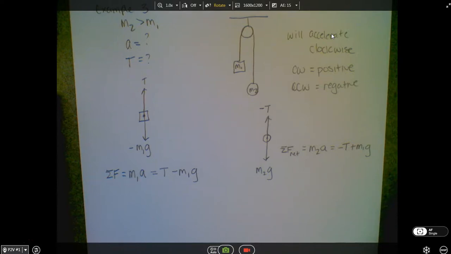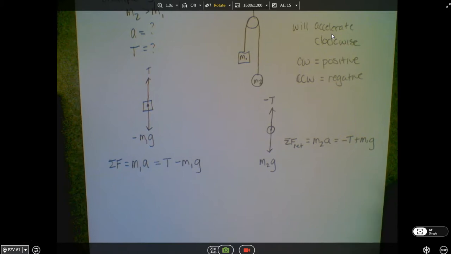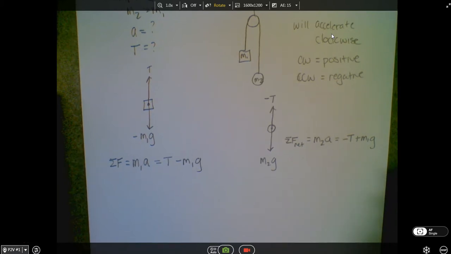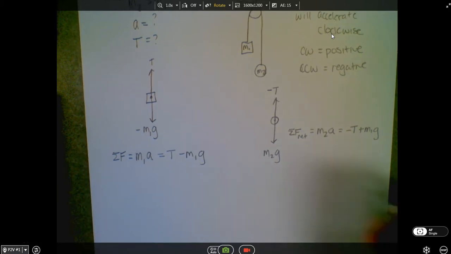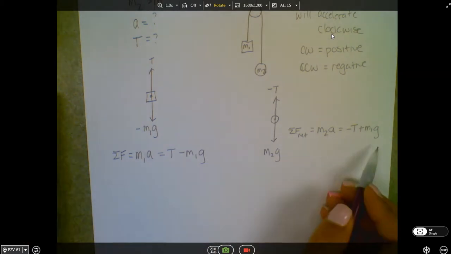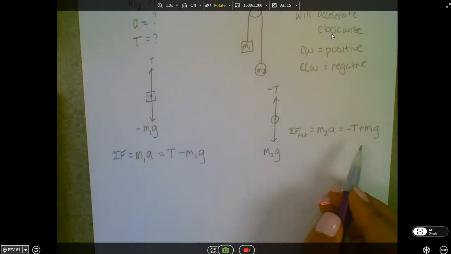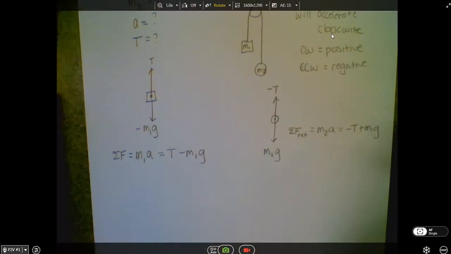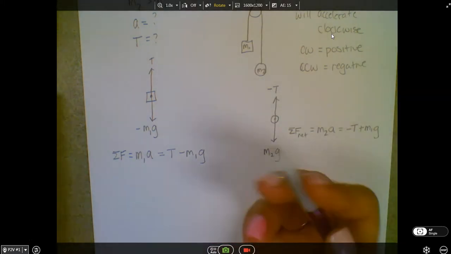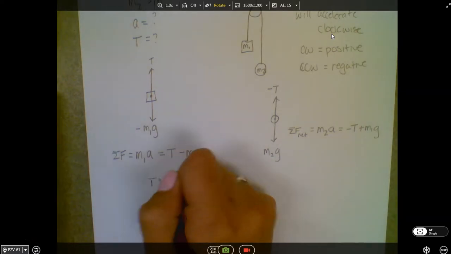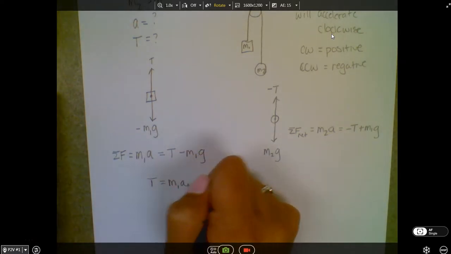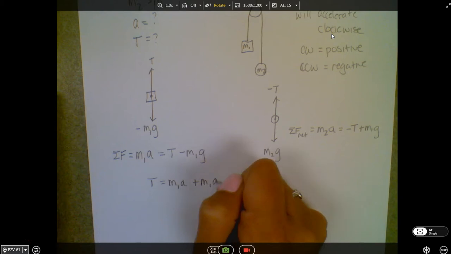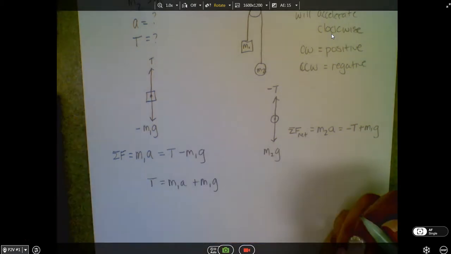So now they're asking us to find A and T, so I'm assuming they're going to actually just ask us in terms of variables. So once you've gotten here, you're done with the physics. Now it's all math. So we know the A's are going to be equal. We know what G is. It's 9.8. And we know that the T's are equal because it's just one string. So I just write one of these equations in terms of T maybe. So I'll just write this one as T equals M1A plus M1G. So I just move that to the other side.